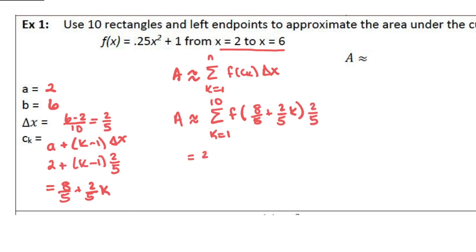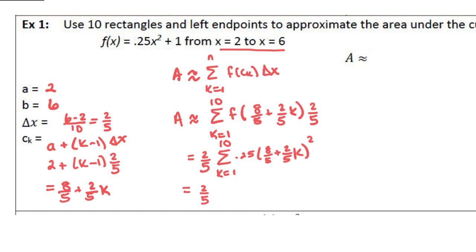We're going to factor out the 2 over 5 because that's constant, and then we will do some substitution. Now you have to decide, is it worth just substituting in 10 times, or do you want to use your algebra to simplify? I'm going to use algebra. So I have 0.25 times my 8 over 5 plus 2 over 5 k, and that will be squared. Multiplying this expression out, I never said this was lovely. We're going to have 2 over 5.